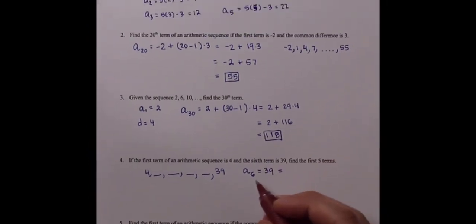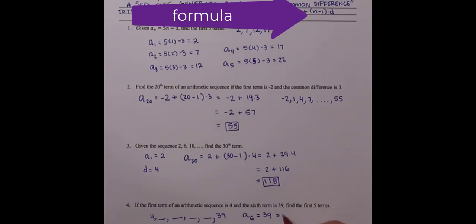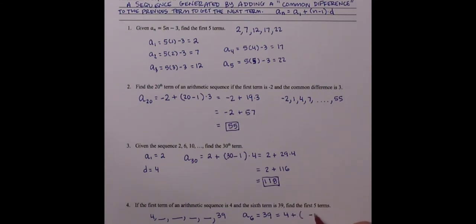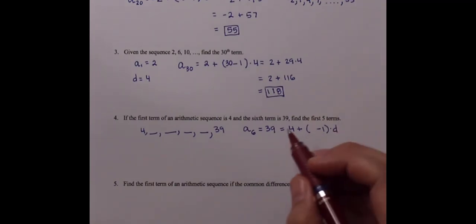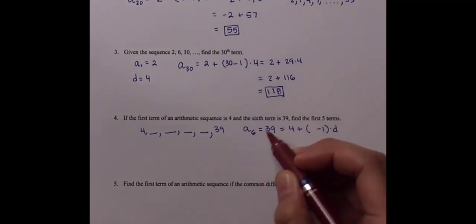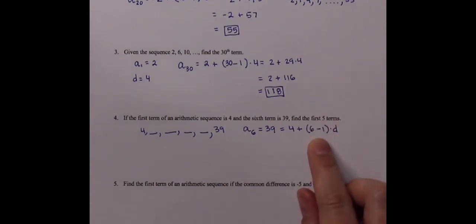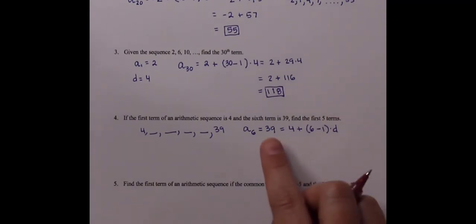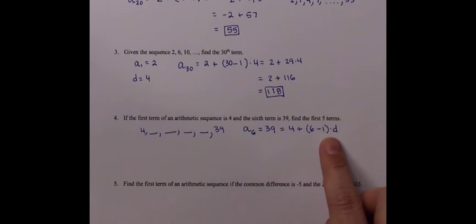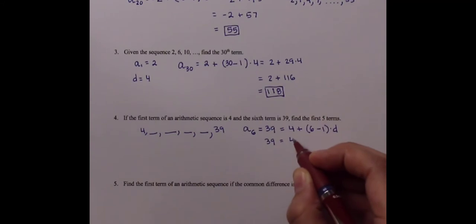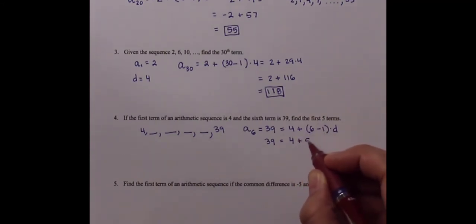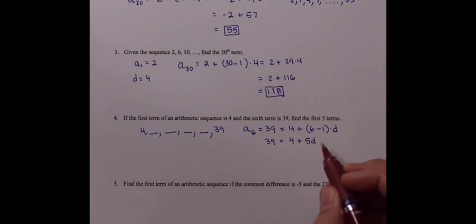But we have a formula for the 6th term. It's the first term, so a sub 1, plus n minus 1 times the common difference. Well, remember, we're looking for the common difference, so I'm going to leave it as d. And then n, we know the 6th term, so n is 6. So same formula we've been using, but this time we don't know d, and we have to find it. But we know what this equals. So we're just going to solve this equation for d. So this is 39 equals 4 plus 5 times d. And then we could just solve this for d.